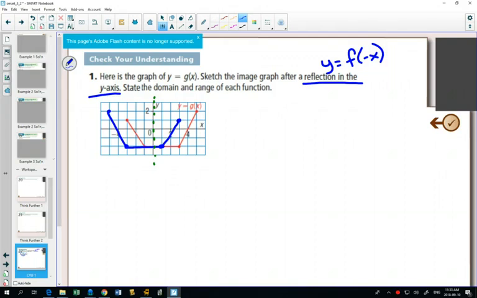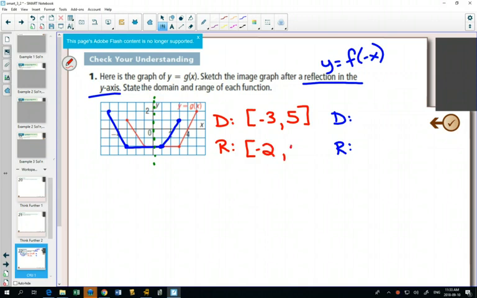State the domain and range of each function. So what I'm going to do is color code things here. Again, the original graph was in red, and my image graph was in blue. For the domain of my original graph, my smallest x value is -3. I'll use interval notation this time. My largest x value is 5. They're included on both, so it goes as an interval from -3 to 5. And for my range, my smallest y value is -2. My largest y value is +2.